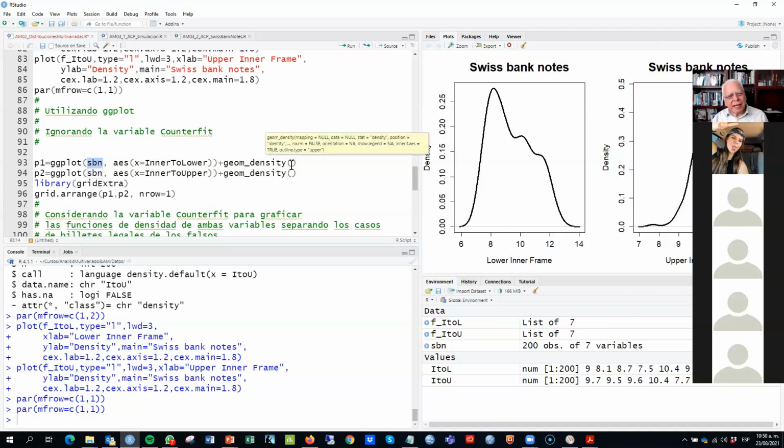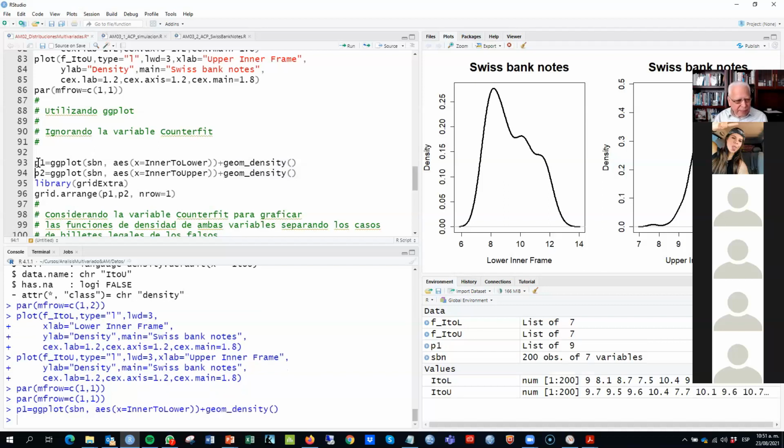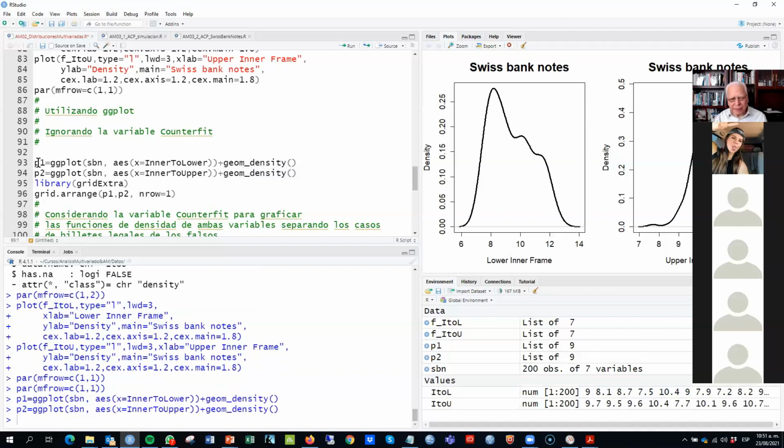With that, ggplot knows that these are the values for the variable x. And what I want to plot on the y-axis is the density estimate of these variables, for evaluating each of these points. The density estimate is a non-parametric estimate based on kernel density estimation. I do this for P1, and I do P2 the same way.